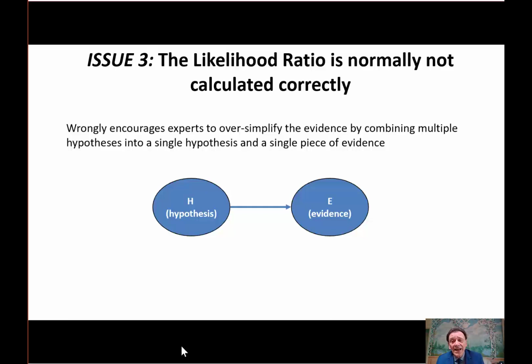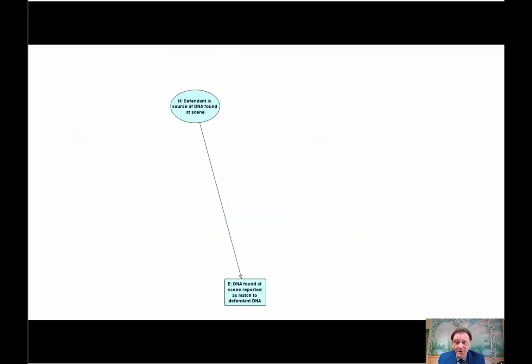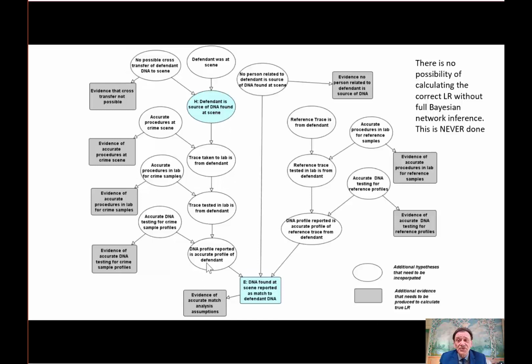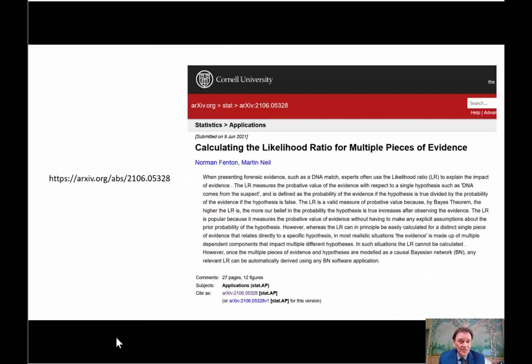And so what happens is that the forensic experts try to force a complex multi-node graphical problem into a two-node graph like this. So for example, what is generally assumed to be the model to calculate the likelihood ratio for DNA match evidence involves just a single hypothesis and a single piece of evidence. But in practice, there's no direct link between the hypothesis here and the evidence here. And in fact, there are all these multiple unknown hypotheses in between. And it's not just the potential for errors being introduced with the crime scene sample, you also have all of these potential errors with the reference sample. Now the point is you need to know all of the local conditional probabilities in the whole model, and there's no way of calculating the correct likelihood ratio for this model without the full Bayesian network inference. And that work is covered in this recent paper.